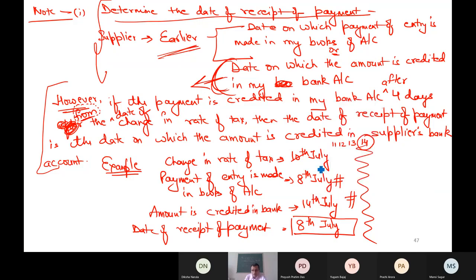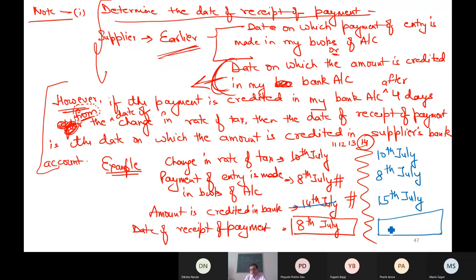Now, if I make a change that rather than 14 July, everything is same, but it is 15 July. Then what is the answer? Then what will be the answer if it is 15 July? 15 July. Yes, 15 July. Because now it is after 4 days, so then I'm not concerned with date of payment of entry. My answer depends upon this point. I hope this 15 July concept is clear. If yes, please raise your hand.